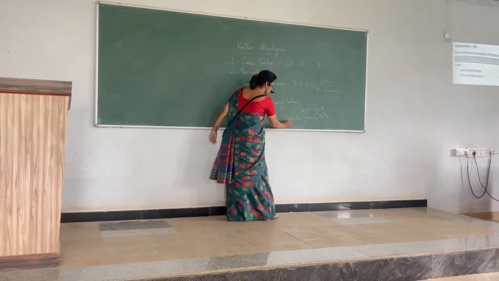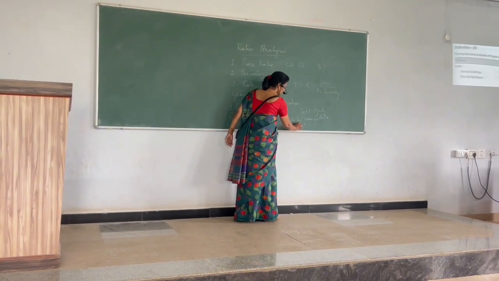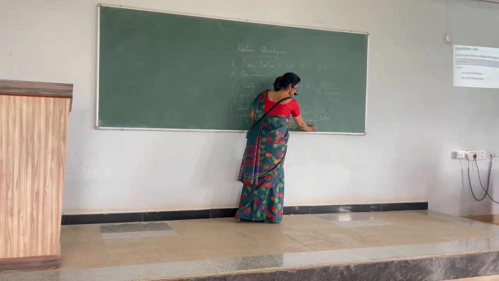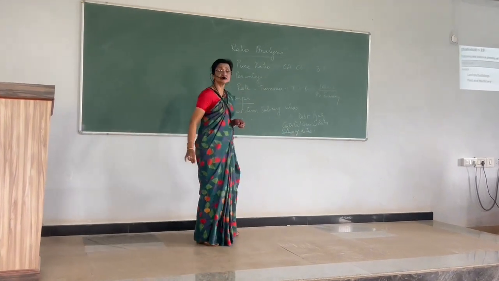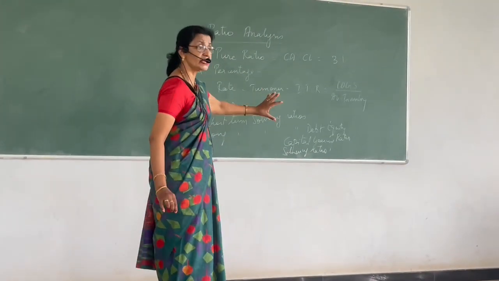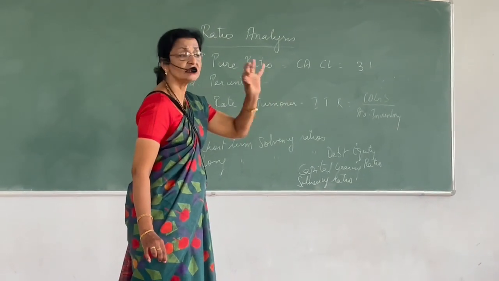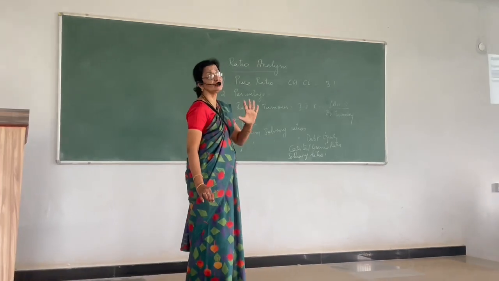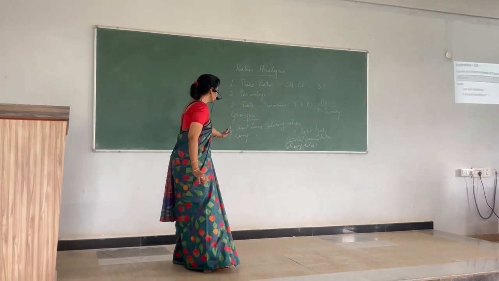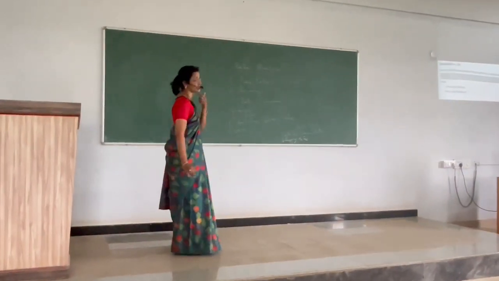Then we have a very common ratio called the solvency ratio. The solvency ratio measures the ability of the firm to pay its long-term loans. It simply refers to the relationship between total assets and total liabilities. So these are the important long-term solvency ratios.